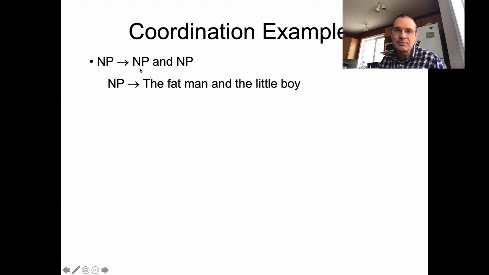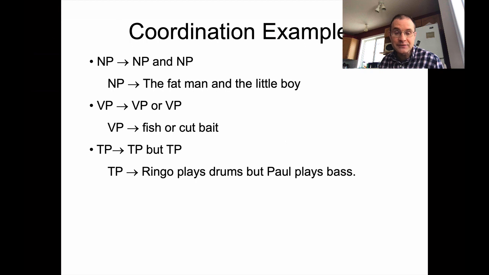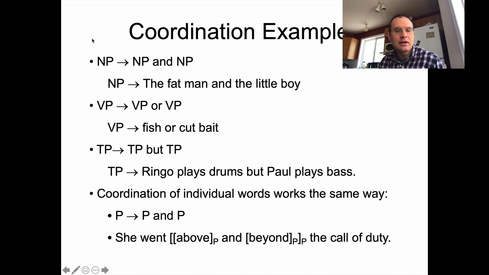A noun phrase could be two noun phrases coordinated with each other, like the fat man and the little boy. Or you can get two VPs, like fish or cut bait. Or two tense phrases as well, like Ringo plays drums, but Paul plays bass. These are two individual sentences on their own, but you can say them together if you want. Just add but.